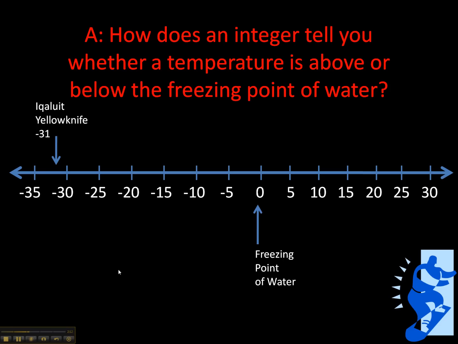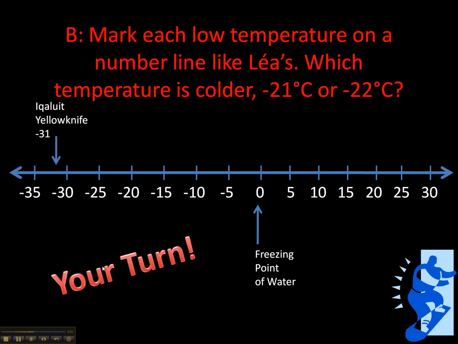Question A says, how does an integer tell you whether a temperature is above or below the freezing point of water? Well, if you were paying attention just now, you should be able to answer that question quite easily. The freezing point of water is 0, and everything that's negative is below 0. Everything that is positive will be above 0.